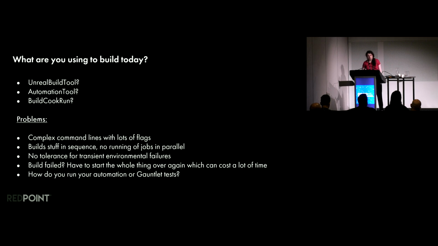So if you are doing Unreal Engine development, what are you using to build today? You can use the Unreal Build Tool, Automation Tool, build, cook, run, that sort of thing from the command line. But these have problems. They're very complicated. If anyone could tell me what the full command line is to do a build for an Unreal Engine project off the top of their head, I would be very impressed. They build stuff in sequence. They don't do stuff in parallel. There's no tolerance for transient environment failures, and if the build failed, you have to start the whole thing again, and then how do you run automation tests and so on and so forth.